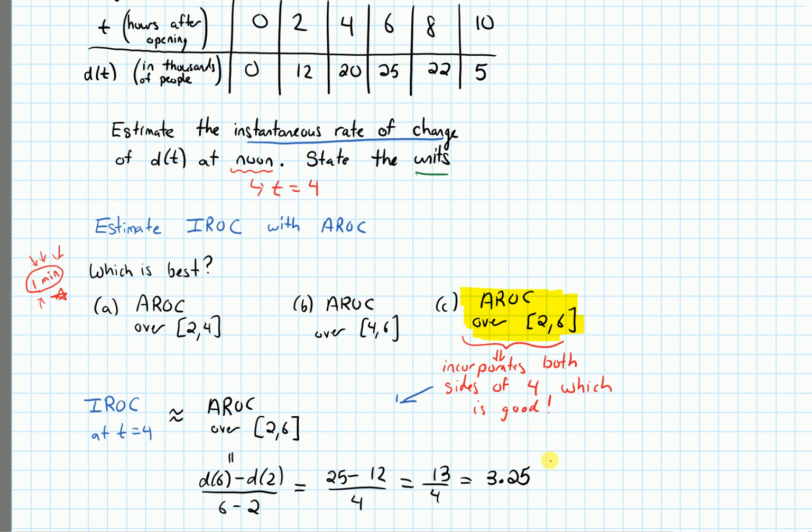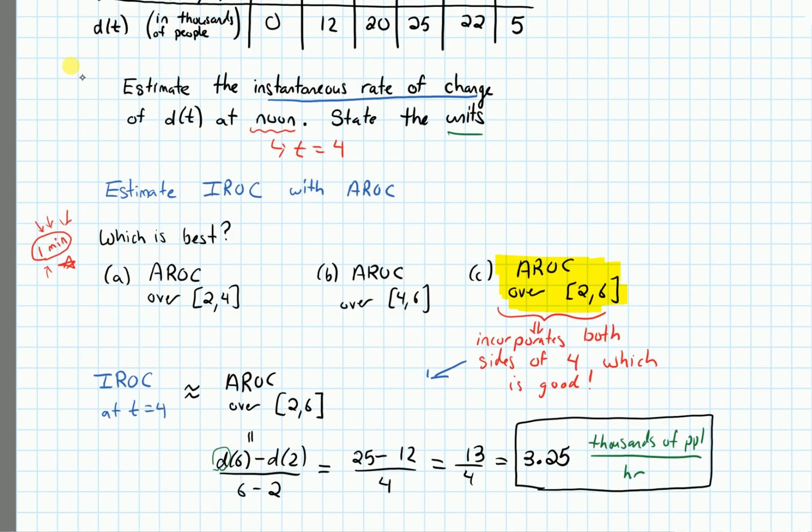Well, it's the change in whatever the variable d is over time. So d is being measured in thousands of people. So it's thousands of people on top. And what was t measured in? Hours. So it's 3.25 thousands of people per hour. And that is our estimate.